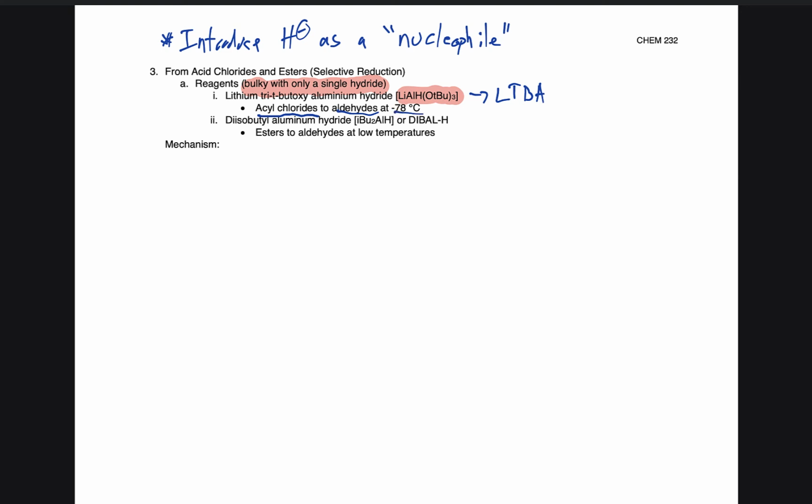Another way we can do this is with esters. And with esters, we can go from ester to aldehyde using similar conditions, but instead of using LTBA, we use something called diisobutyl aluminum hydride. This is that DIBAL species. So DIBAL, or you can say DIBAL-H, they all kind of mean the same thing. And this DIBAL species in particular is the following complex. This aluminum species with these diisobutyl groups coming off of it.